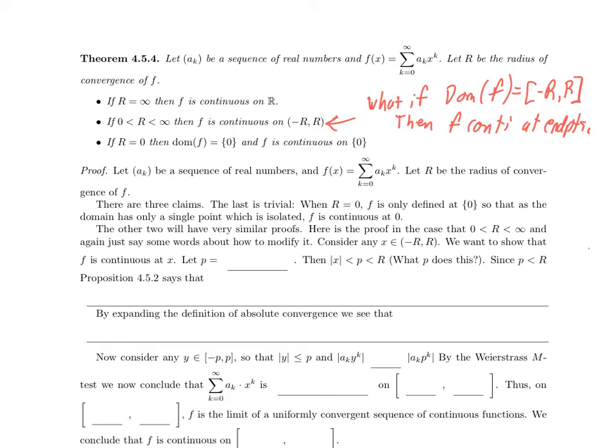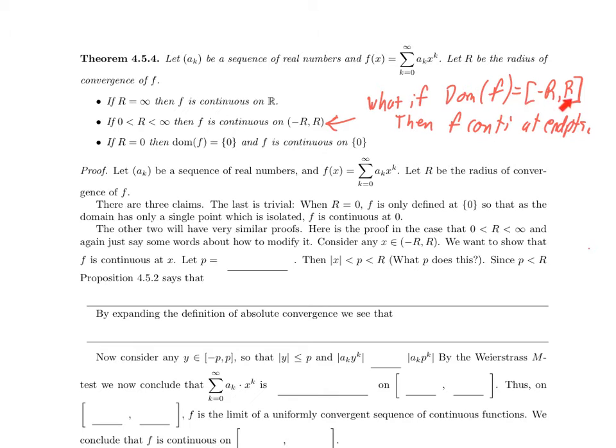Theorem 4.5.4. Let a_k be a sequence of real numbers. Let f of x be the series of a_k times x to the k. Let r be the radius of convergence of f as defined above. If r is equal to infinity, then f is continuous on R. If 0 is less than r is less than infinity, then f is continuous on the open interval from negative r to r.